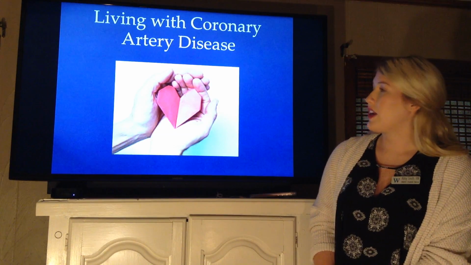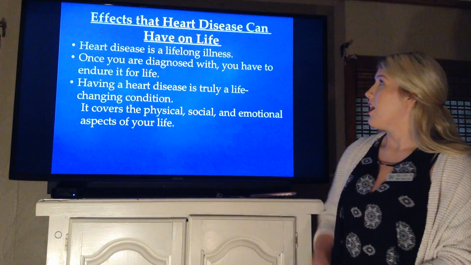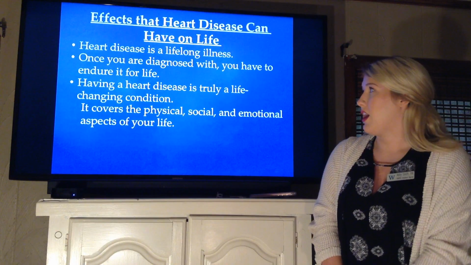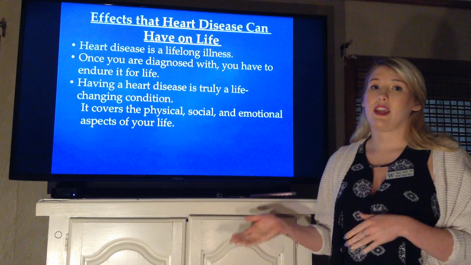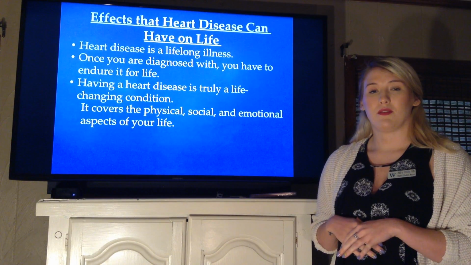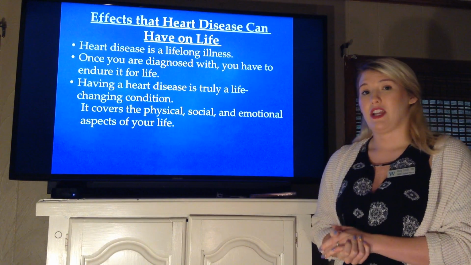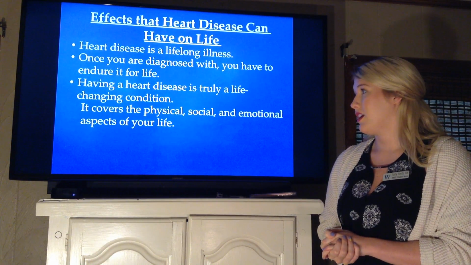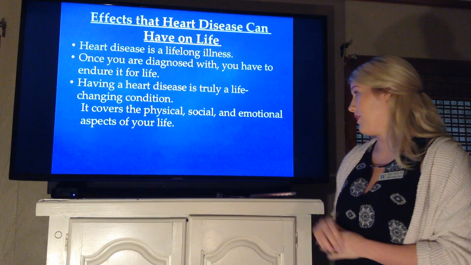Okay, living with coronary artery disease. Effects that heart disease can have on life. Heart disease is a lifelong illness. Once you have it, you can't get rid of it. You just have to live your life around the disease. It's truly a life-changing condition. It alters the physical, social, and emotional aspects of your life.